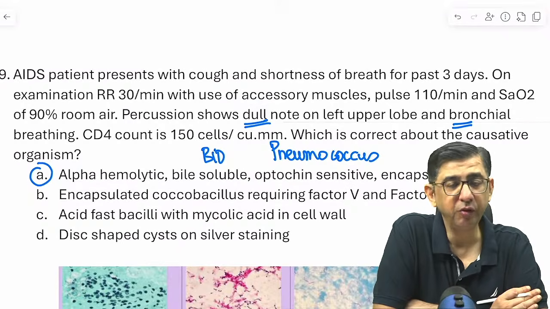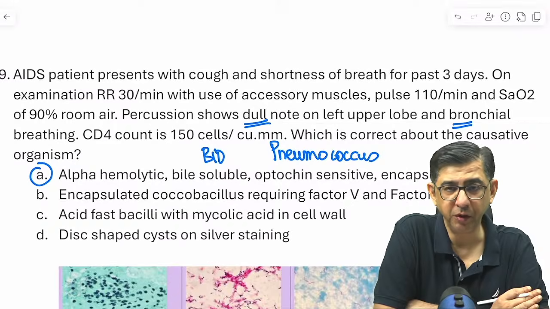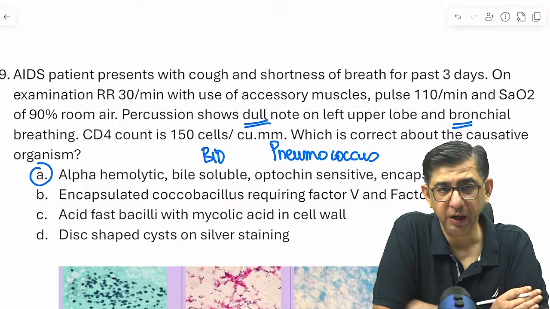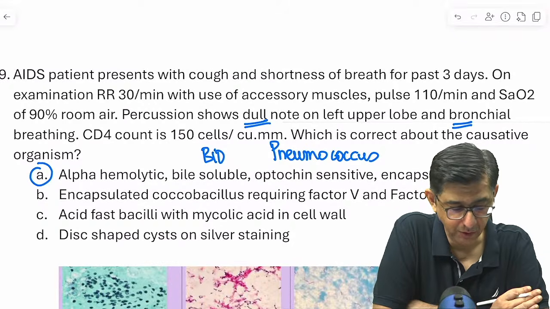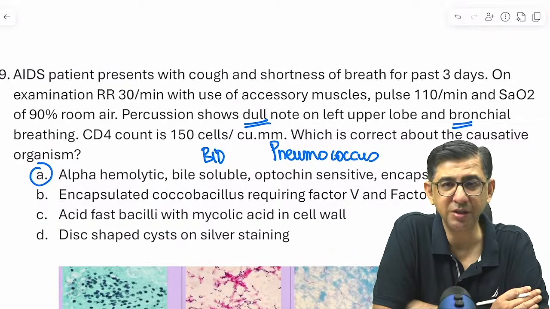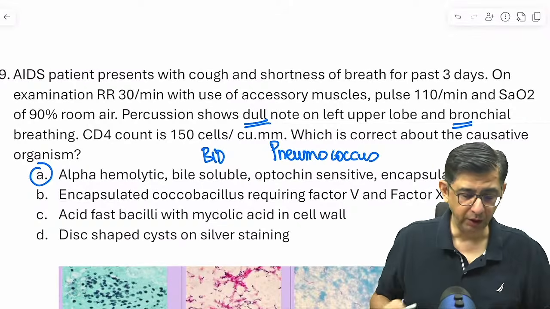Don't go by CD4 count. Don't solve the question by CD4 count. CD4 count is never diagnostic. It is never diagnostic. CD4 count is just suggestive of the answer in the question. So CD4 count is just suggestive. Okay, we'll look at a couple of images here.